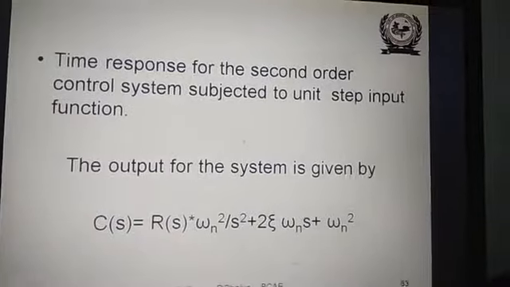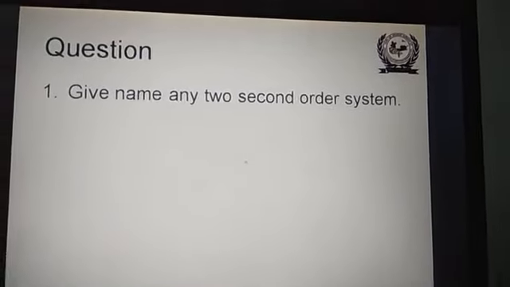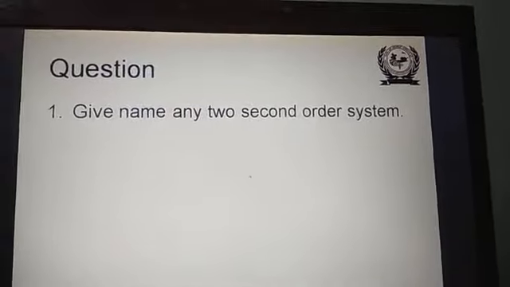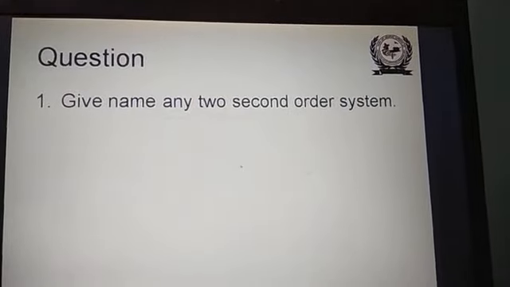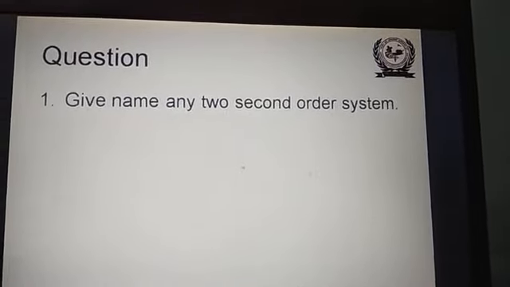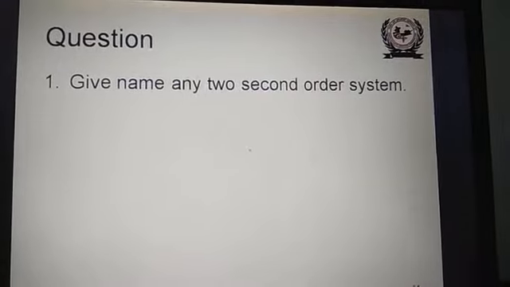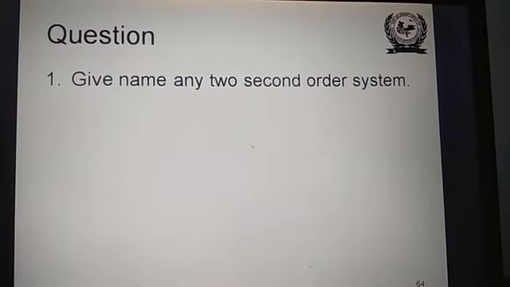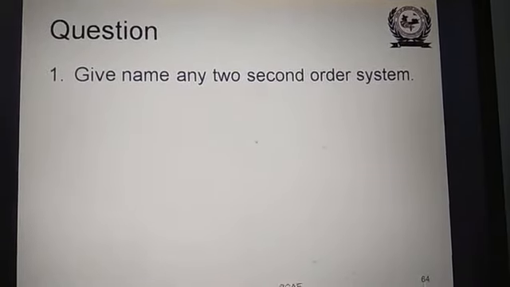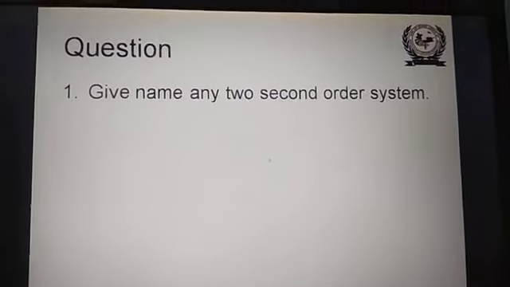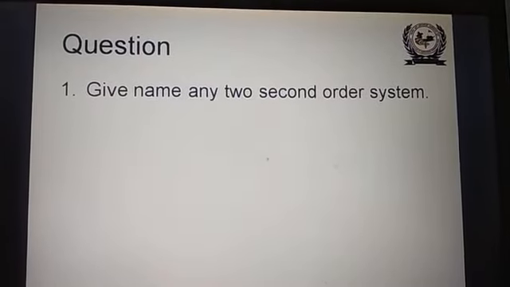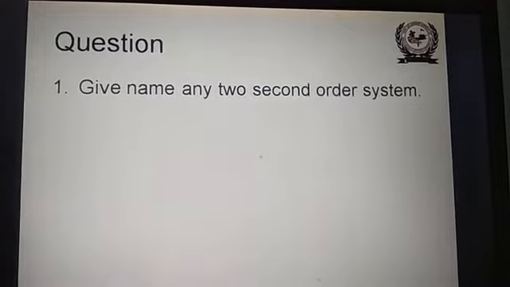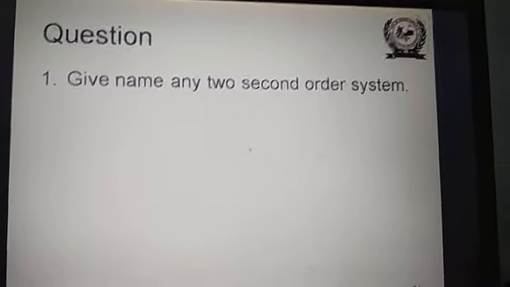This is once again given, and I would like to ask a question here. Give the name of any two second order systems. Try to find them and let me know what are the two second order systems having a transfer function with the power of s equal to 2.